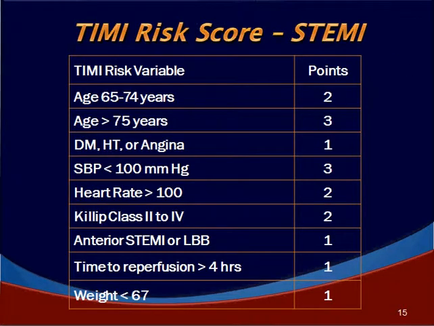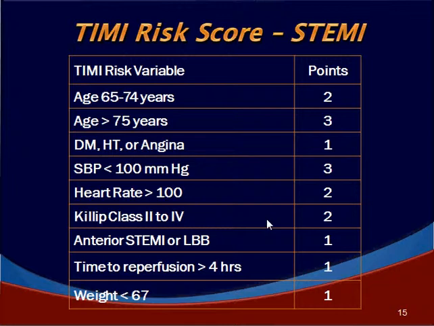Now, just as we have the TIMI risk score of 7 points in NSTEMI, we have the TIMI risk score for STEMI also. Age is an important criterion. Age 65 to 74 years, 2 points are given. Less than 65, 0 points. More than 75 years, 3 points. Diabetes, hypertension or history of angina, persistent angina, 1 point each. Systolic blood pressure less than 100, 3 points. Heart rate more than 100, 2 points.